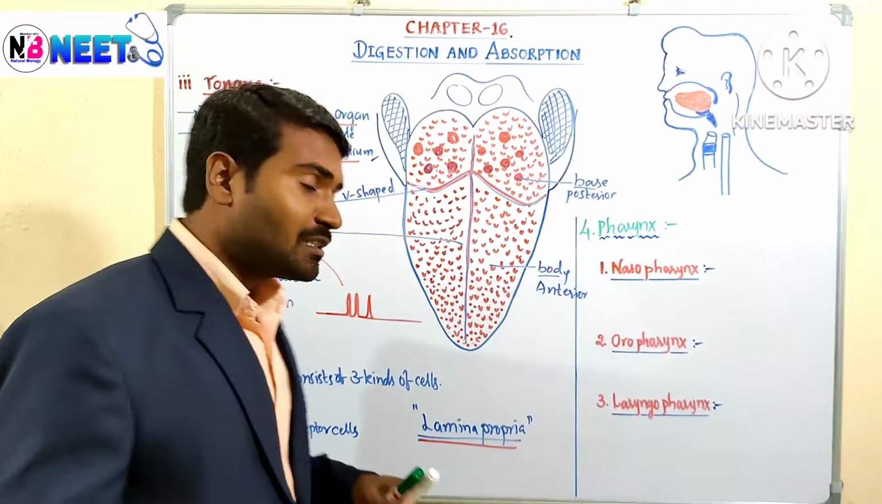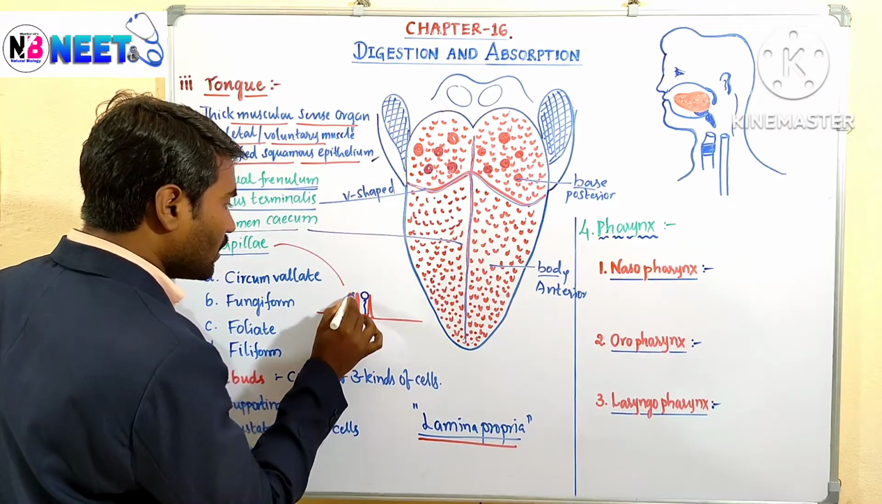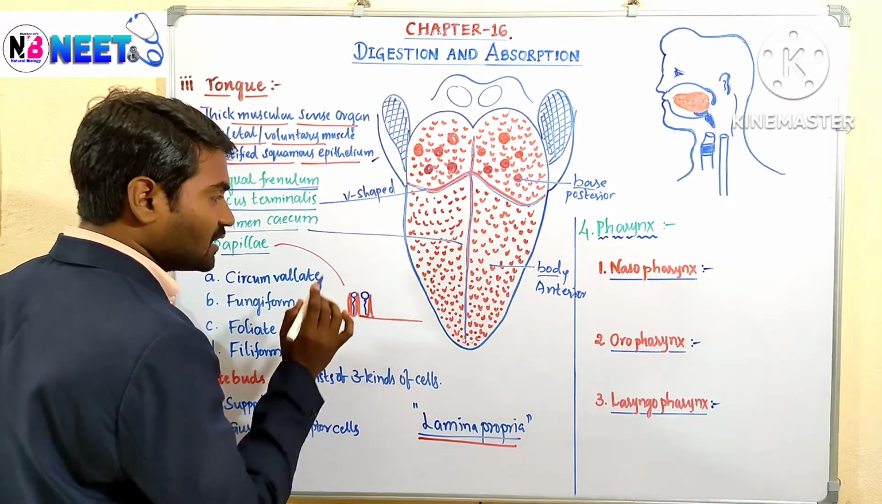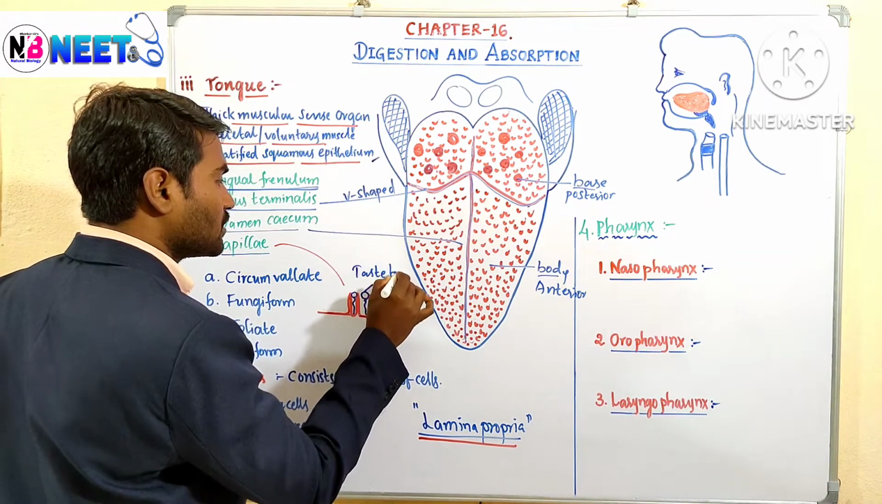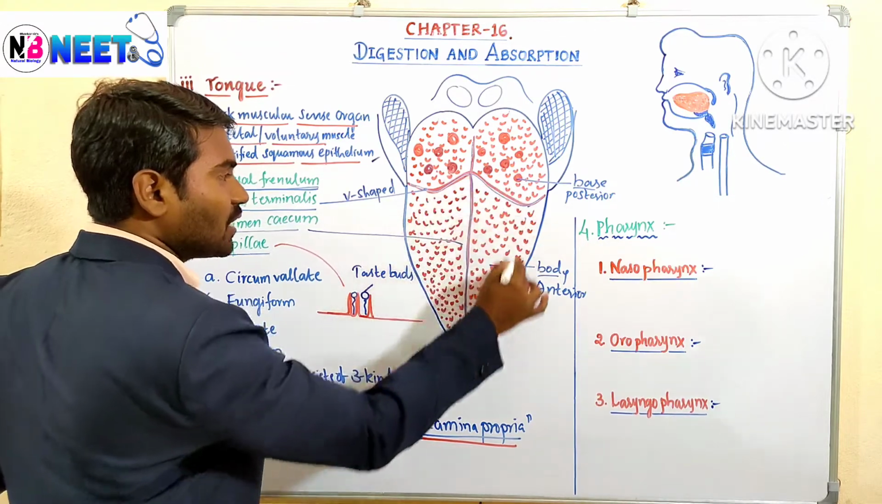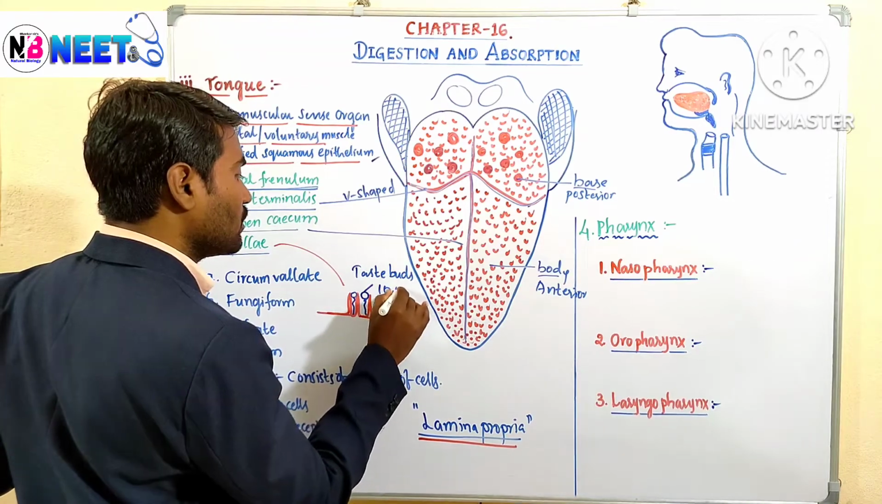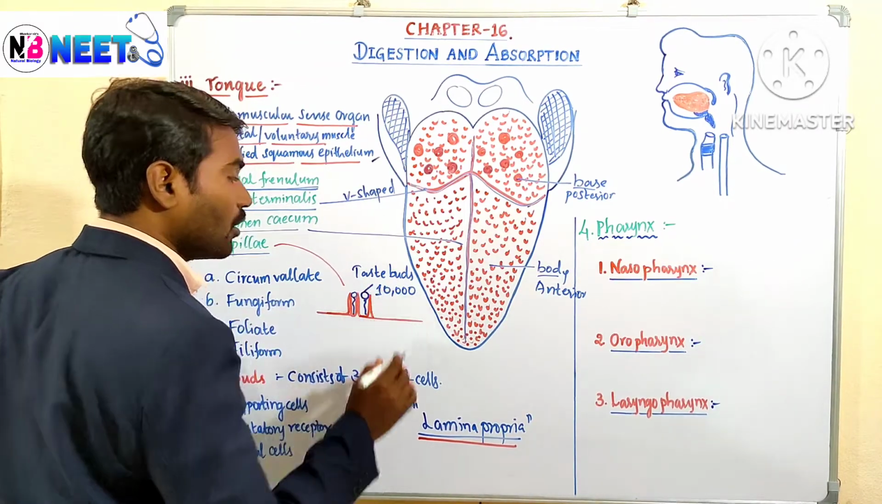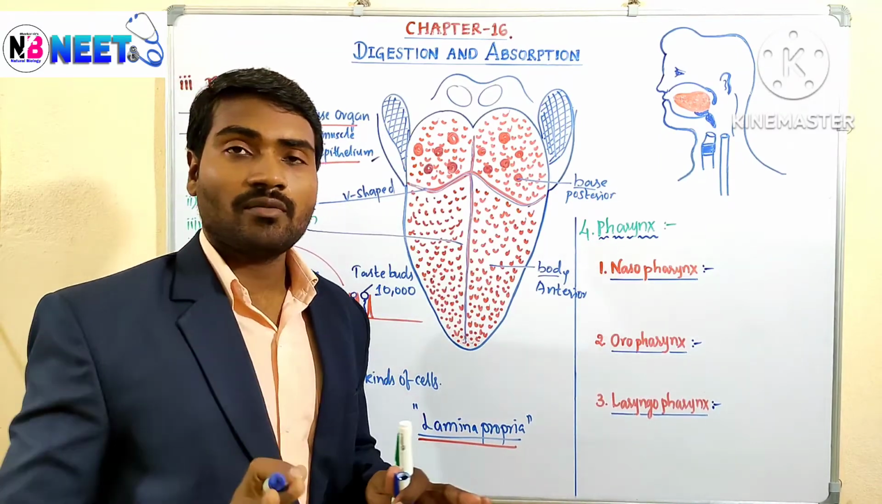Now, in these papillae, taste buds are present. These are the taste buds. How many taste buds are present over the surface of the tongue? Nearly about 10,000 taste buds are present on the surface of the tongue.